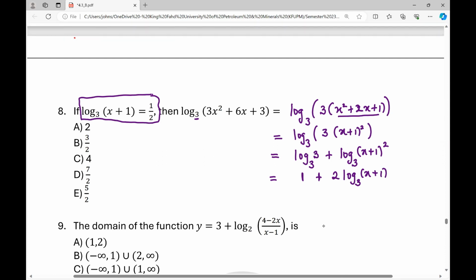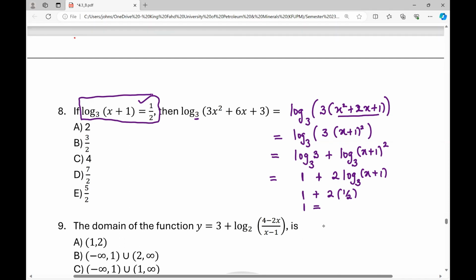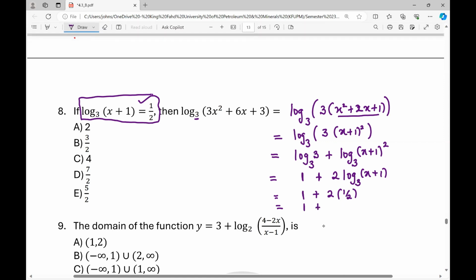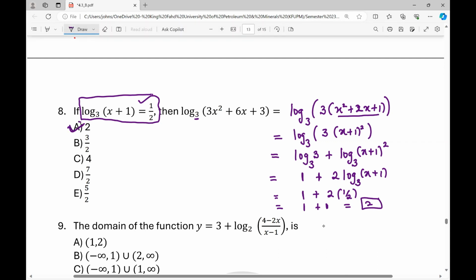And now we can use what we have. This is 1 plus 2 times what? What is log to base 3 of (x plus 1)? It is given to be half. So you just multiply by half. Our final answer here is 1 plus 1, which is just 2. So this is also A.